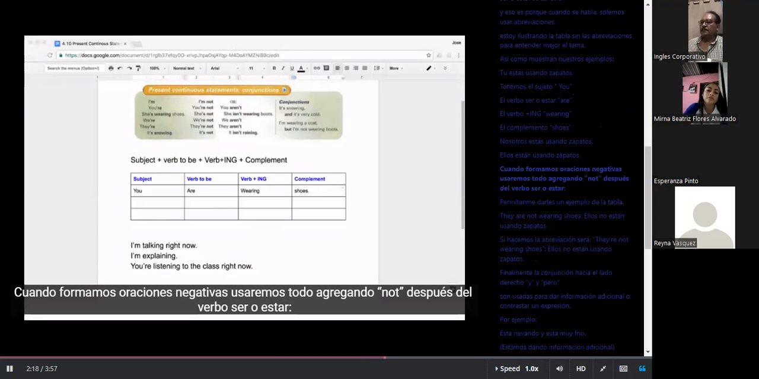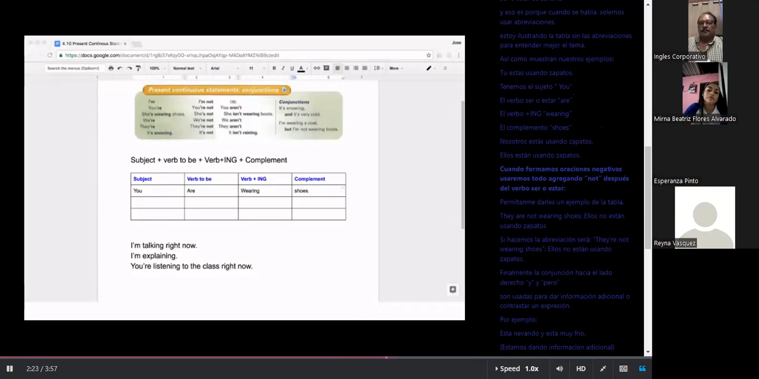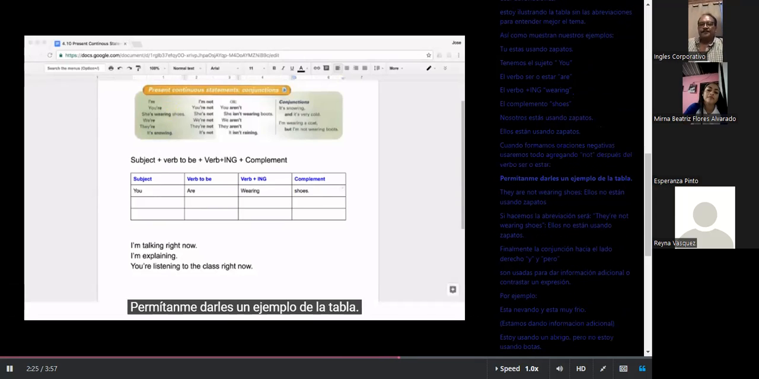When forming negative statements, you will just add not after the verb to be. Let me give an example on the chart.